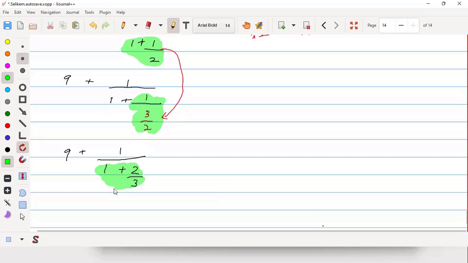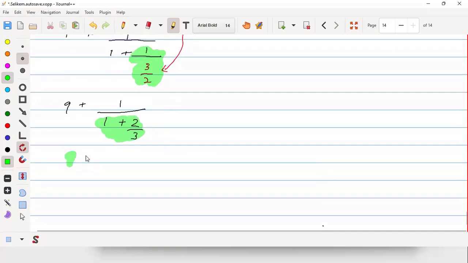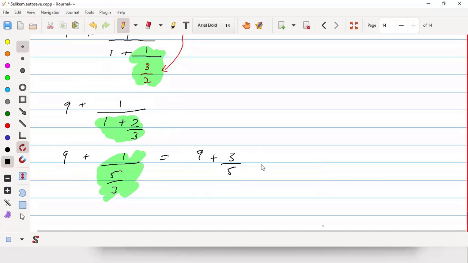1 plus 2 over 3. That would be 5 over 3. So this can be written as 9 plus 1 over 5 over 3. Then to reverse the order, 1 over 5 over 3 can be written as 3 over 5. So 9 plus 3 over 5.